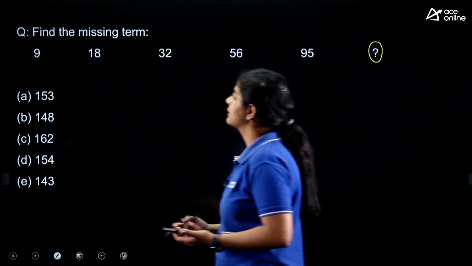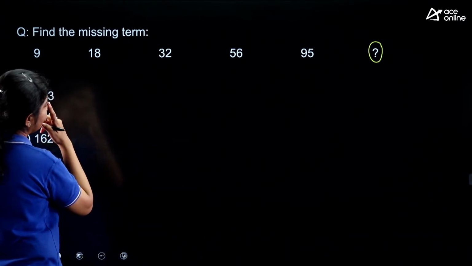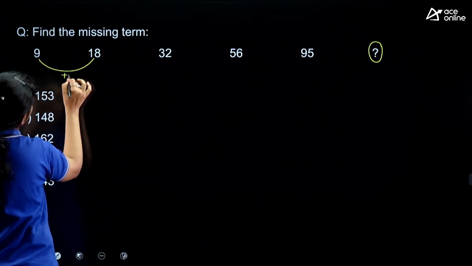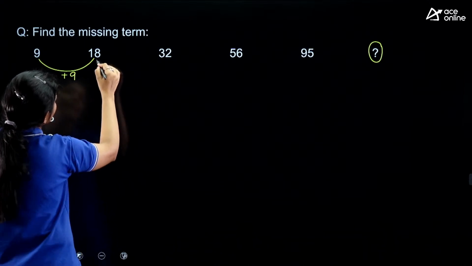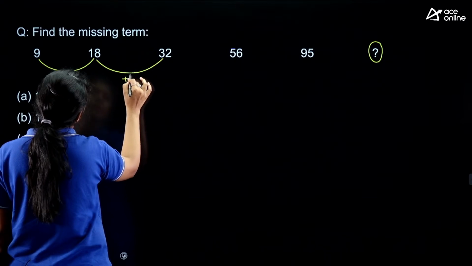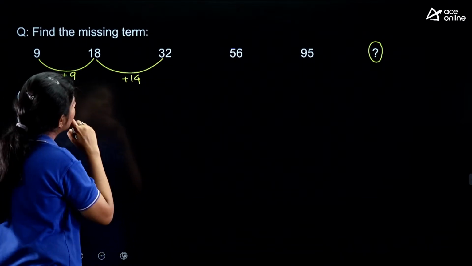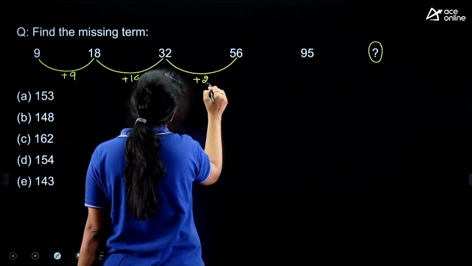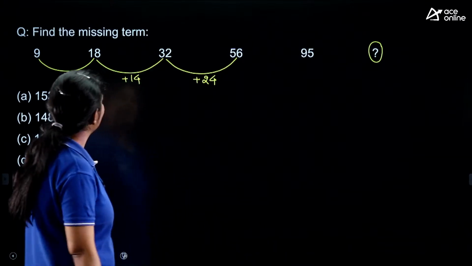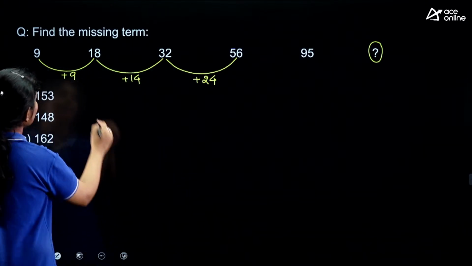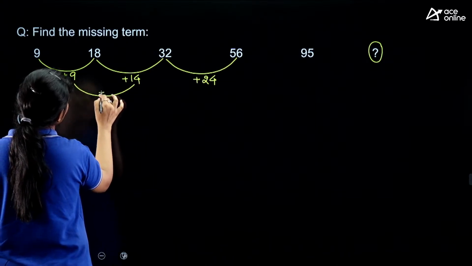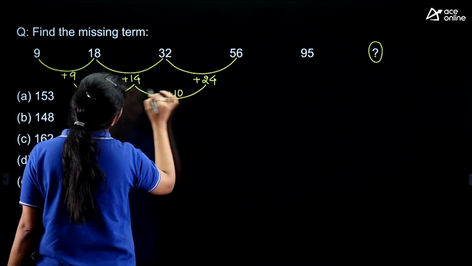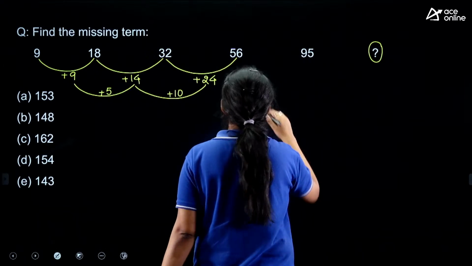Okay, let's start discussing it. The difference that we got over here is 9, right? And here the difference is 14. Here the difference that I got is 24. Do we have any pattern over here? Yes. Here we have a difference of plus 5. Here we have a difference of plus 10. Okay, till now we got some pattern.